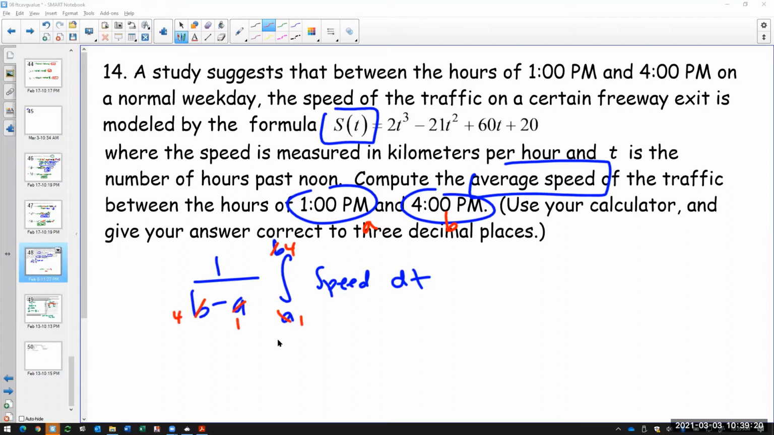Okay, make sure I'm plugging everything in right. It's going to be 1 over 3, the integral from 1 to 4 of my speed formula. The speed formula is here, 2t cubed minus 21t squared plus 60t plus 20 dt. And it says use your calculator to find the average speed.